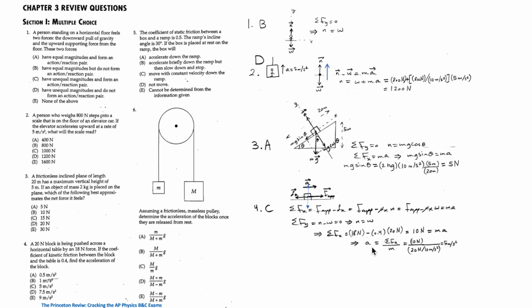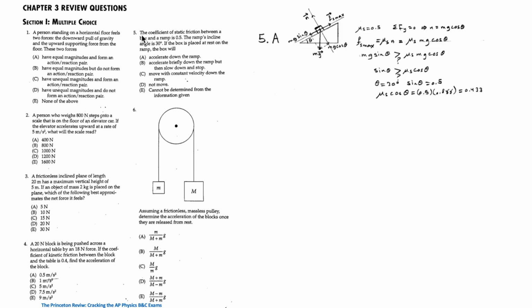And so the acceleration is equal to sigma Fx over m, and m is found from the weight, so it is 20 newtons over 10 meters per second squared, and this gives the acceleration is 5 meters per second squared, so the answer is C.